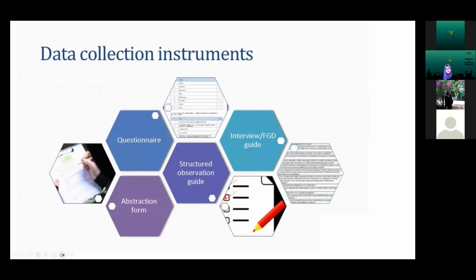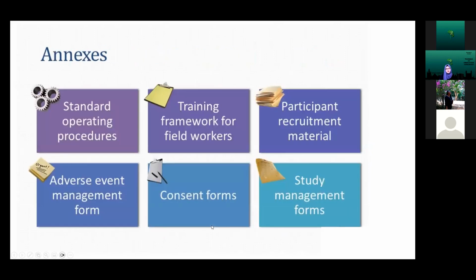And these are the various data collection instruments. We can use questionnaires, abstraction forms, structured observation guides, interviews may be done to collect the data, then focus group discussions may be there. All these instruments can be used for the data collection. So annexes include the various standard operating procedures, the training framework for the field workers, the participant recruitment material, the adverse event management form, various consent forms, and the study management. All these are included in the annexes of the protocol.